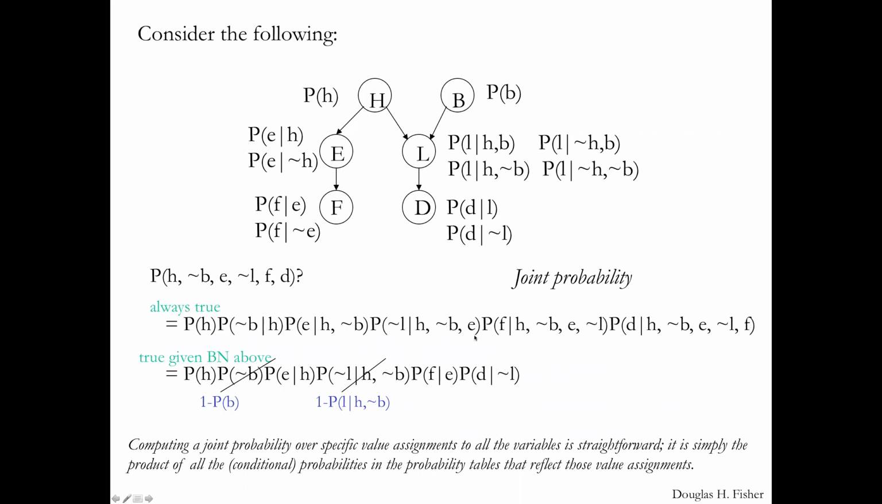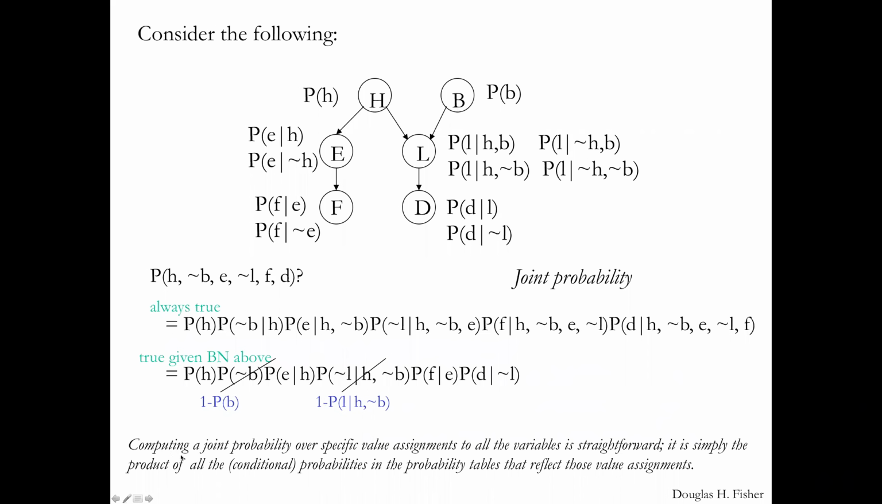And this is always going to be true regardless of conditional independencies. But given the structure of the network, the probability of H is the same. Probability of B is independent of H, and so the probability of not B given little h is simply the probability of not B. The probability of E given H and not B is simply going to be the probability of E given H, because E is independent of B conditioned on H. And so this version down here is with the conditional independencies in mind that are implied by this Bayesian network.